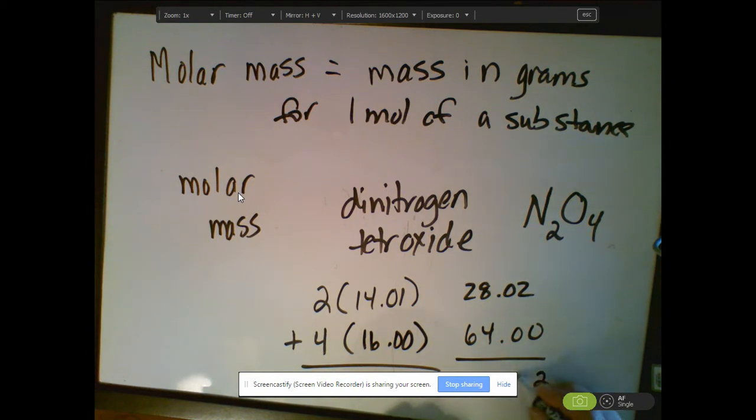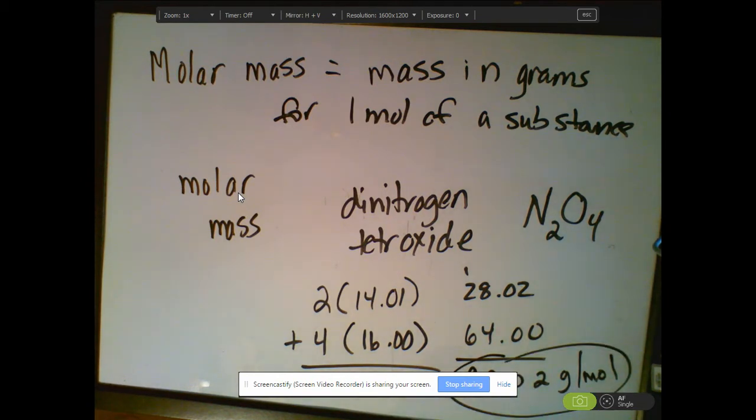And carrying down the values, if I did my math correctly, and please excuse me if I don't, you would get 92.02 grams in 1 mole of dinitrogen tetroxide. That's how you figure out the molar mass of a covalent compound.